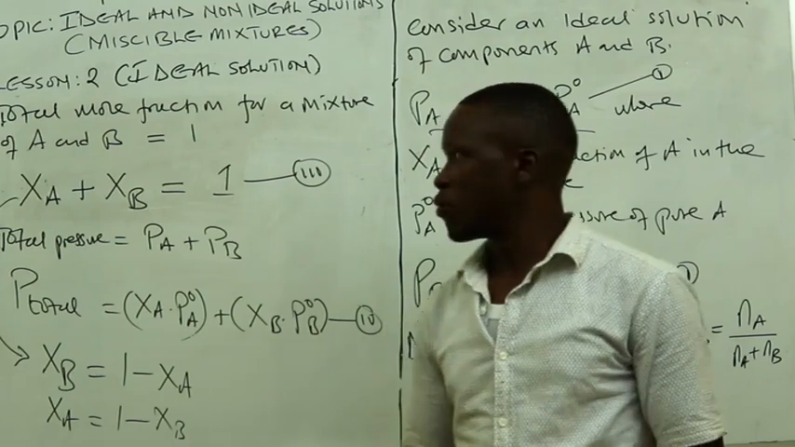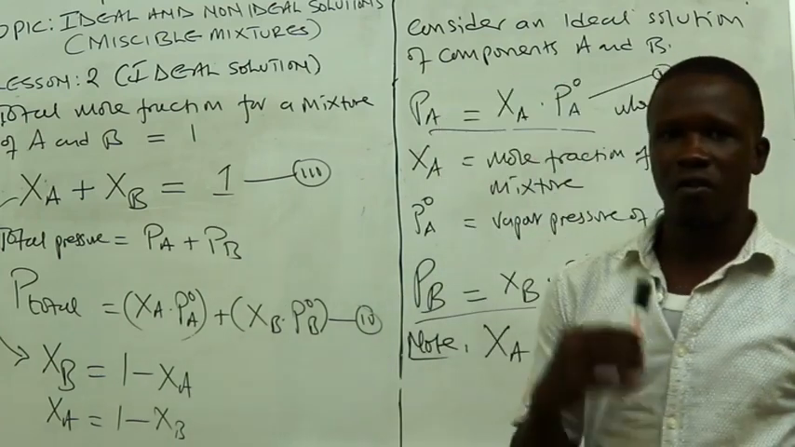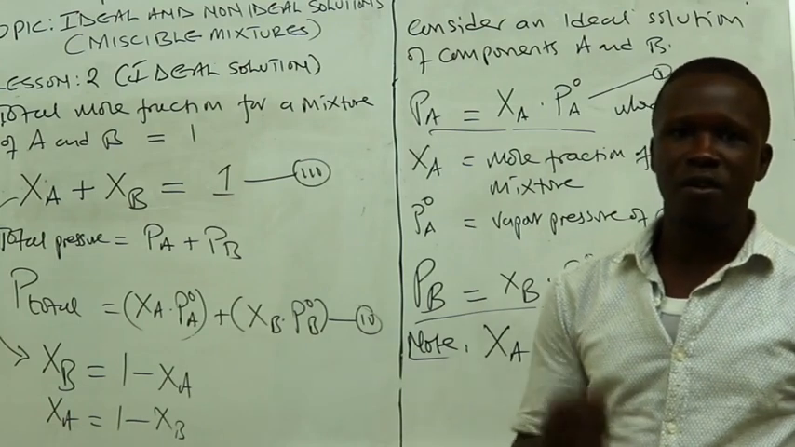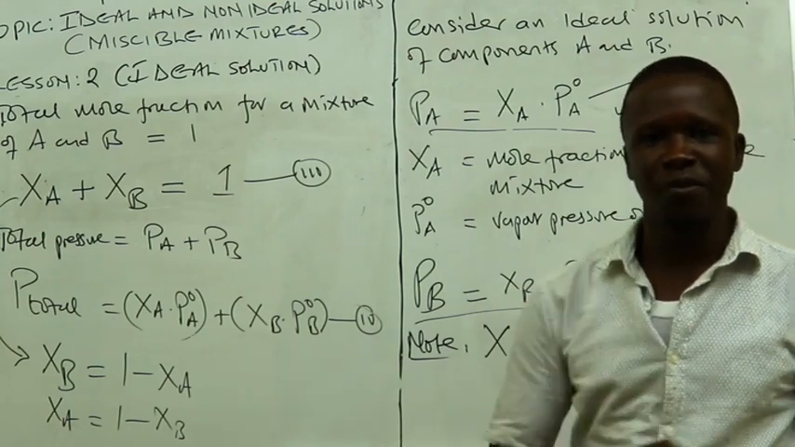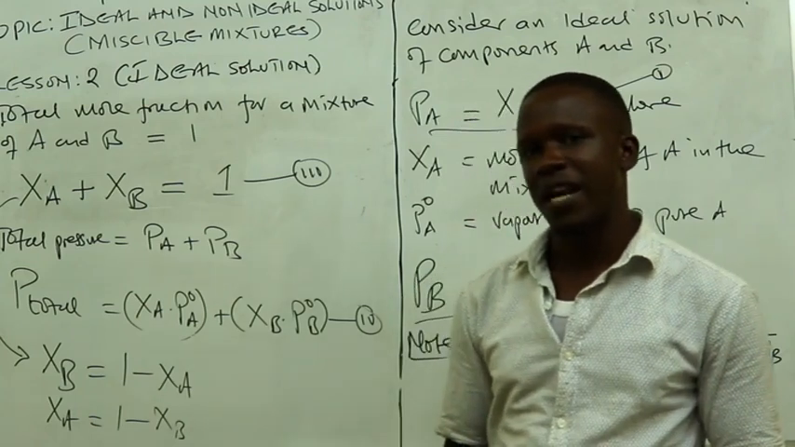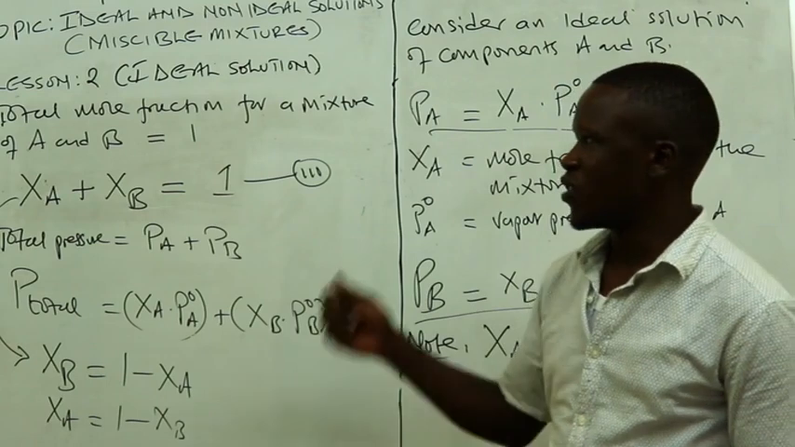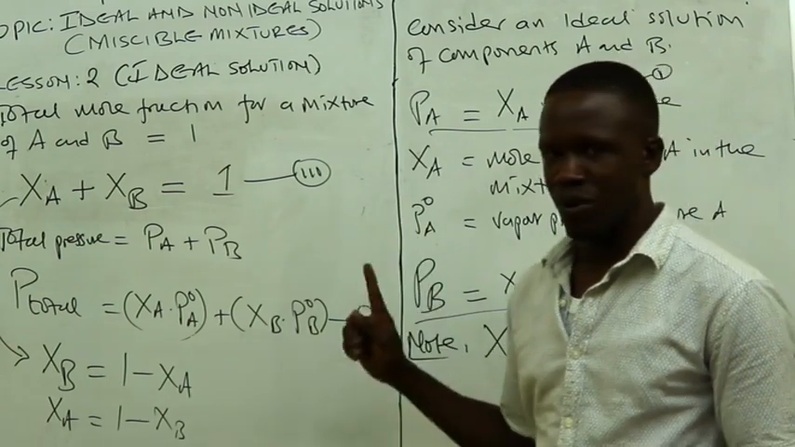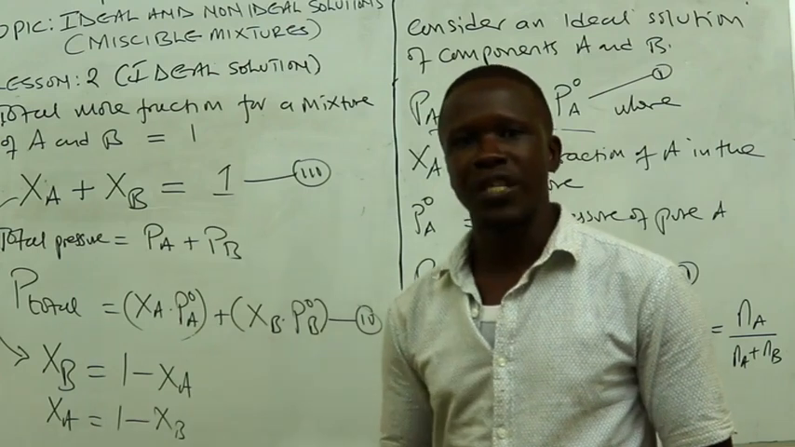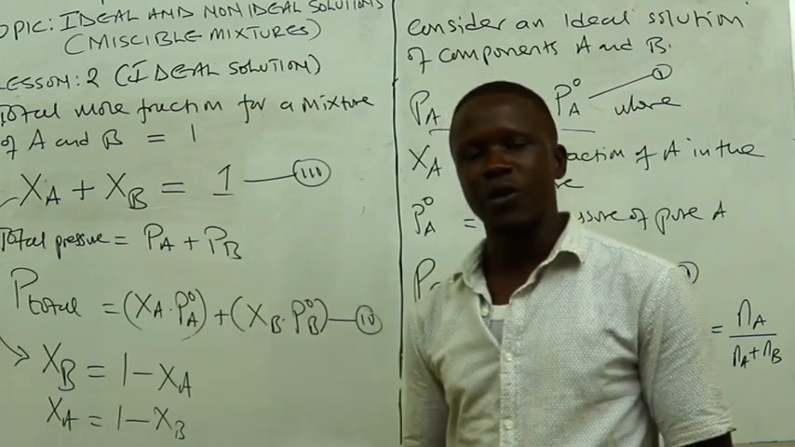I said we shouldn't confuse Raoult's law of ideal solutions with Raoult's law of relative lowering of vapor pressure. The other one looks at vapor pressure, but this one is looking at the solution and is targeting the partial pressure of a volatile component.